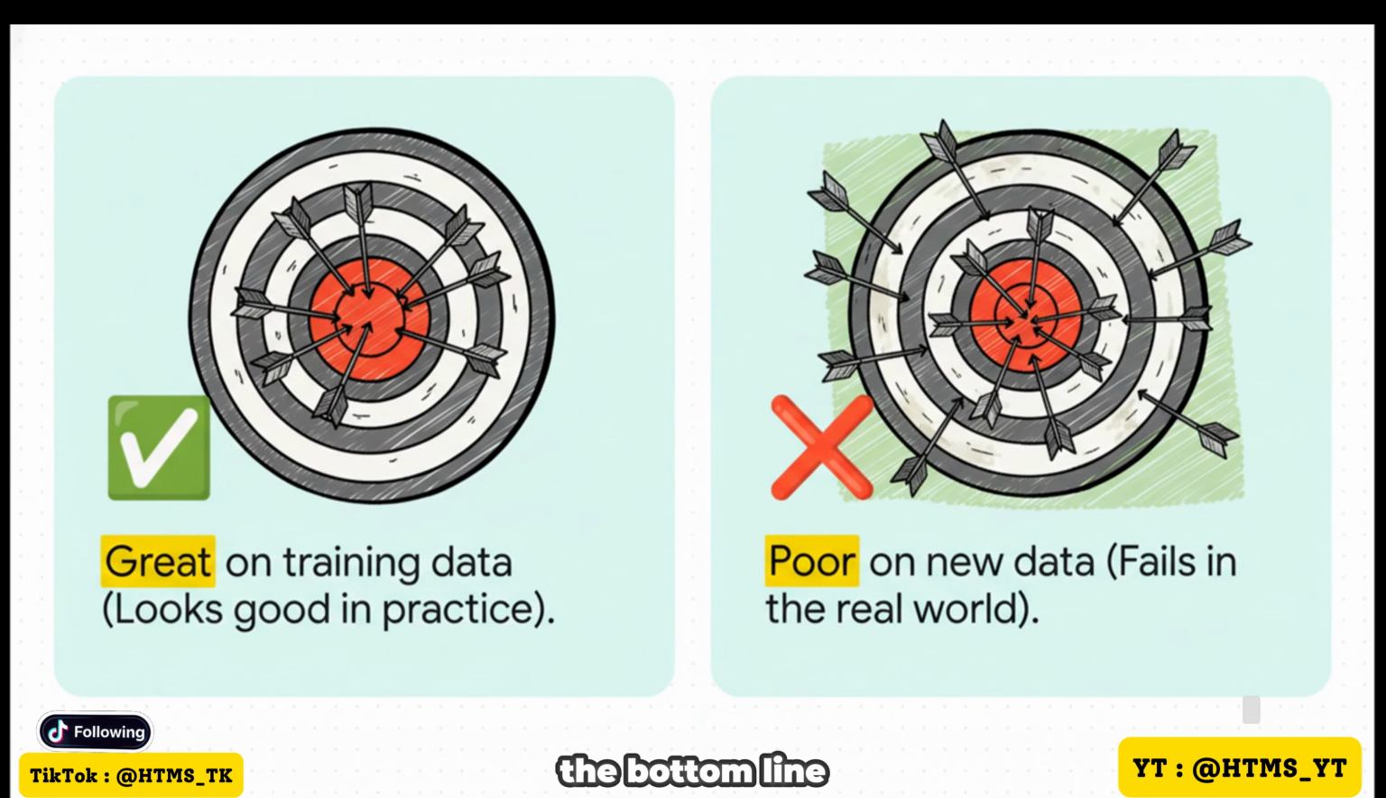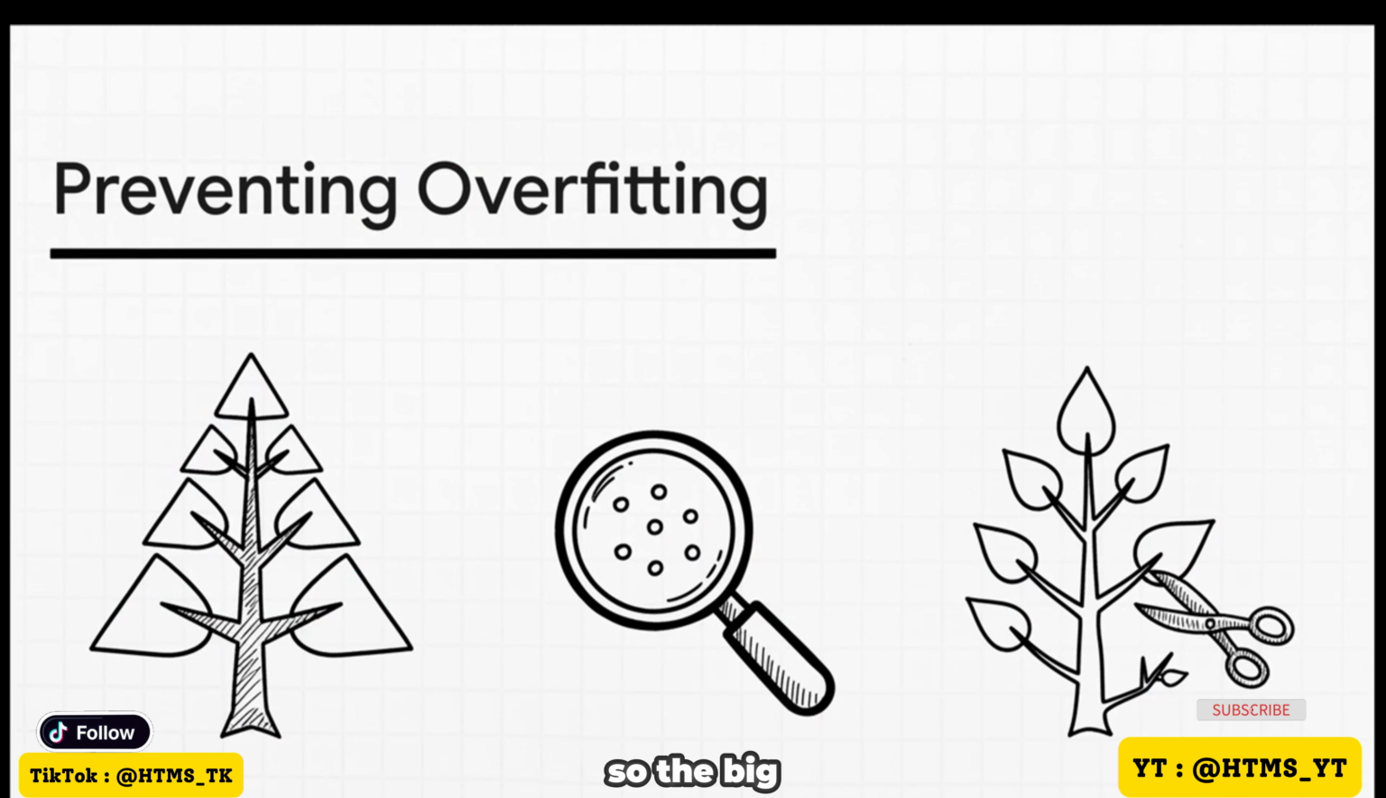And that's really the bottom line here. Overfitting gives you a model that looks absolutely fantastic on the data it trained on, maybe even getting 100% accuracy. But the second you show it some new, unseen real-world data, its performance just collapses. Why? Because it memorized all the noise instead of learning the actual underlying principles. So, the big question is, how do we stop this from happening?